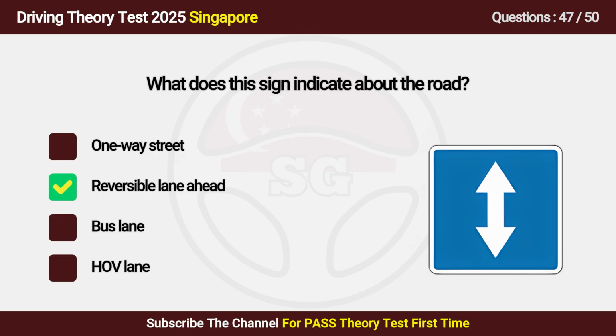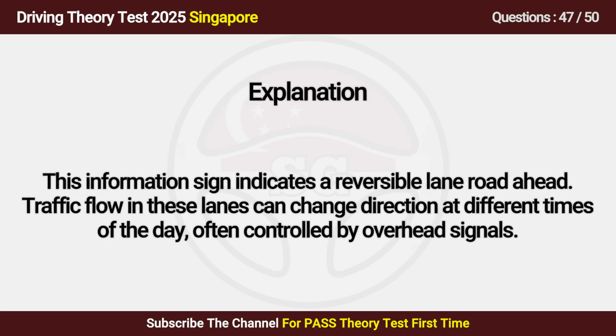Answer is B, reversible lane ahead. This information sign indicates a reversible lane road ahead. Traffic flow in these lanes can change direction at different times of the day, often controlled by overhead signals.